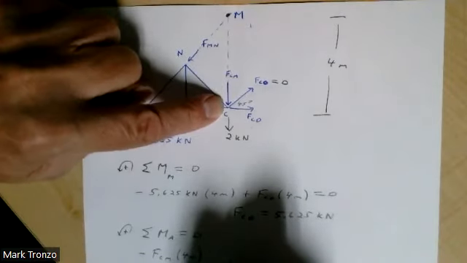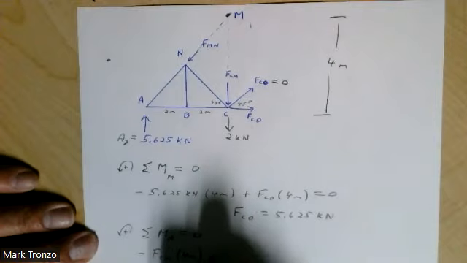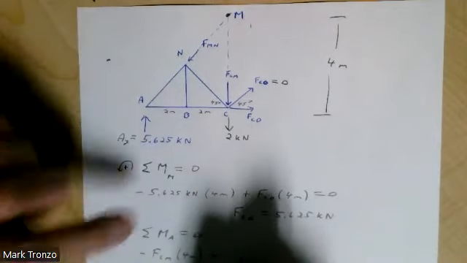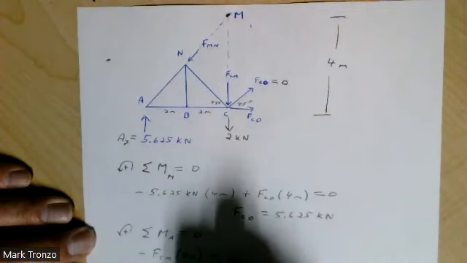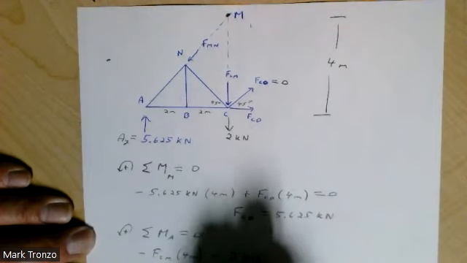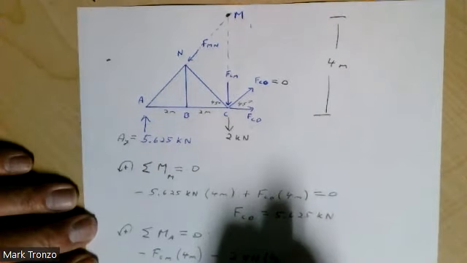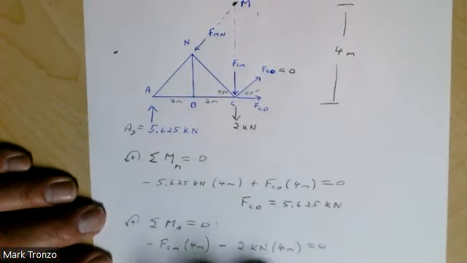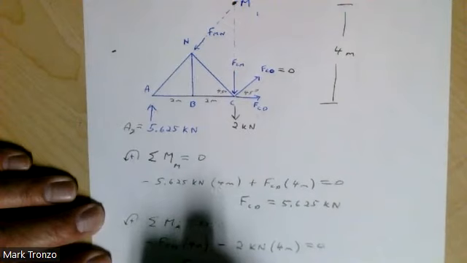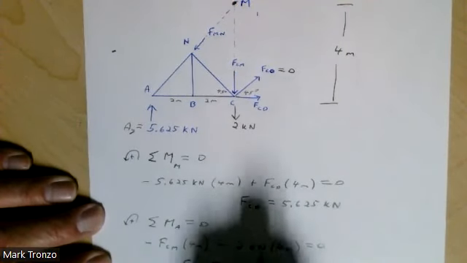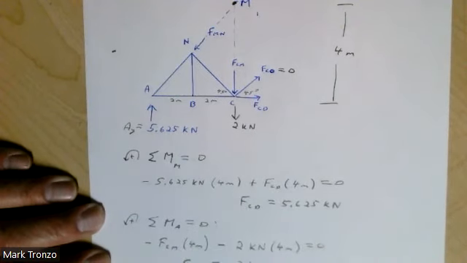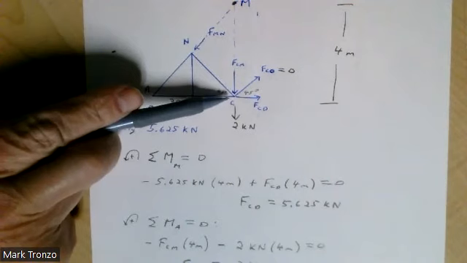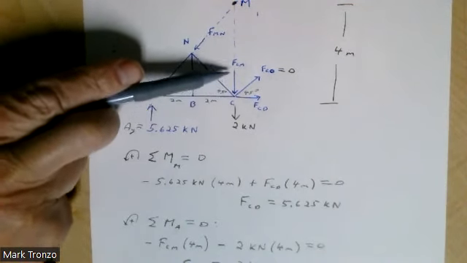So FCM is this way, and so this is also this way. So it looks like I might have guessed wrong on the direction. So this is going to be 2 kilonewtons times 4 meters, set that equal to 0, and we get FCM equals 2 kilonewtons. Again, I must have guessed wrong in my direction here. So it looks like that goes upward.